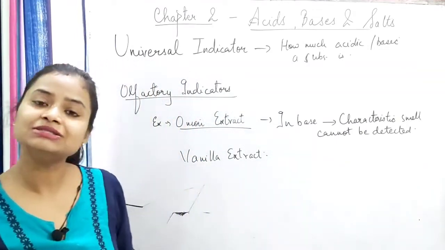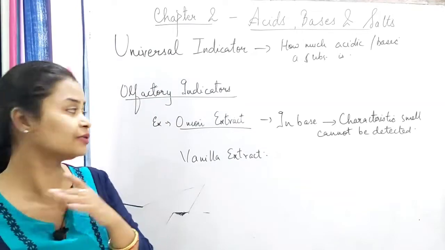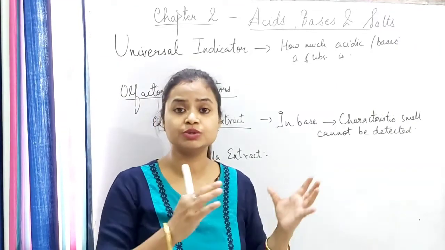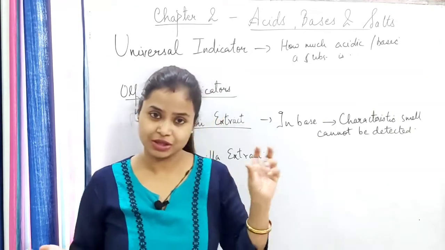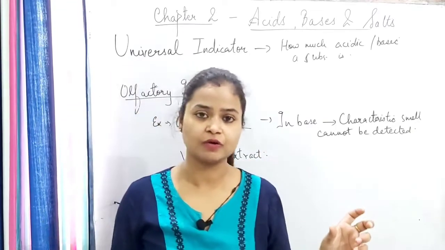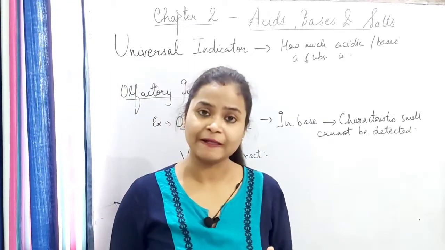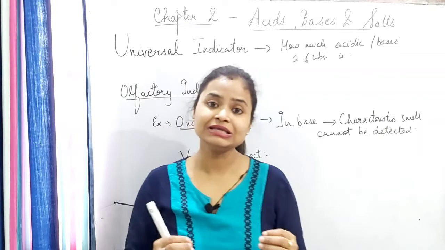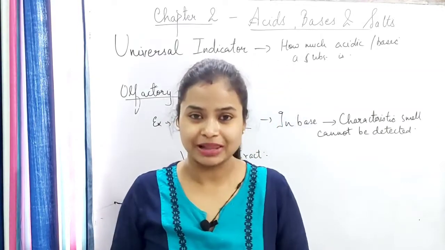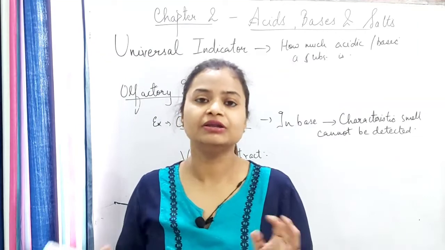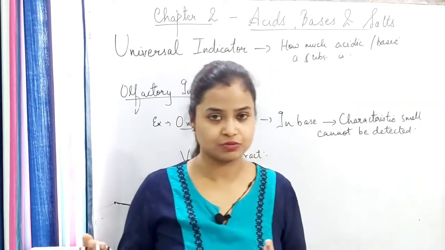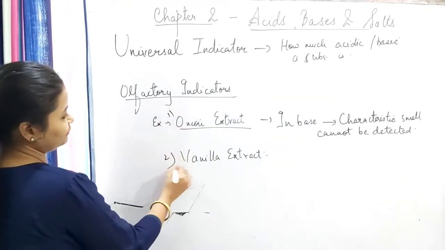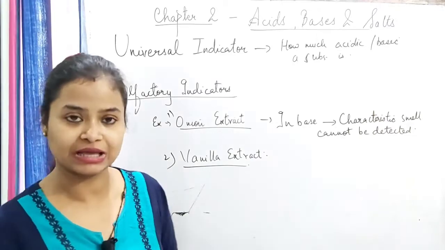Okay. Then the next type of indicators are called olfactory indicators. Olfactory indicators are those which are related to the sense of smell. This word olfactory means related to the sense of smell. So these indicators change their characteristic smell when coming in contact with acid or a base. The two common examples for olfactory indicators are onion extract and vanilla extract.